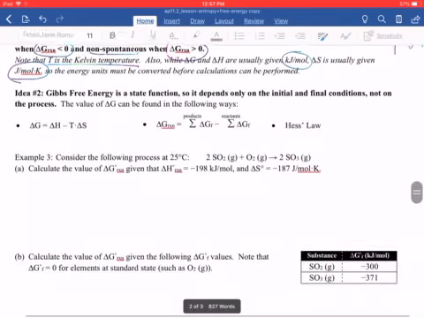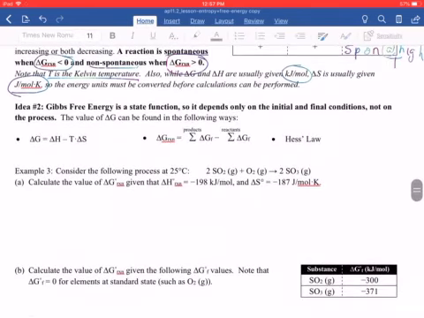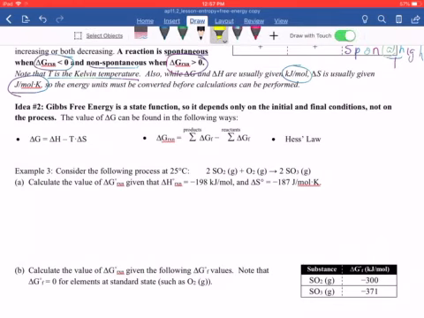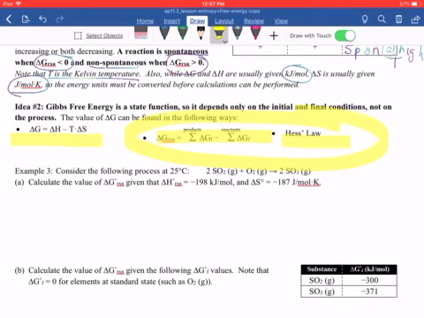All right, idea number 2 says that Gibbs free energy is a state function, and so it depends on only the initial and final conditions, not on the process. The value of delta G can be found in the following 3 ways. We have delta G equals delta H minus T times delta S. We have products minus reactants, and we have Hess's law. These 2 right here, you should hopefully know how to do. This one right here is new, but it's super easy. Just plug it in, multiply, and subtract.